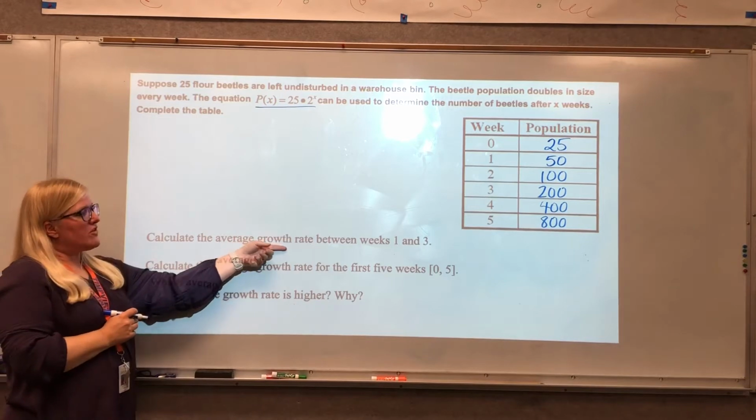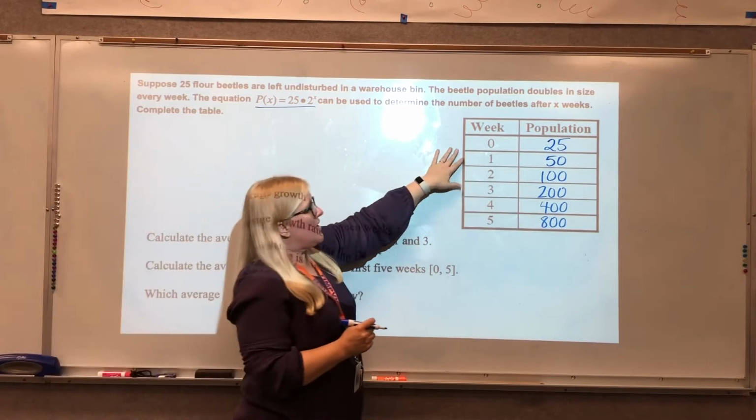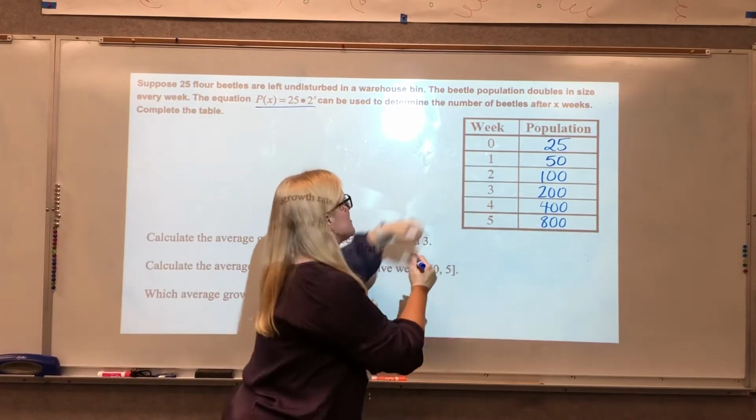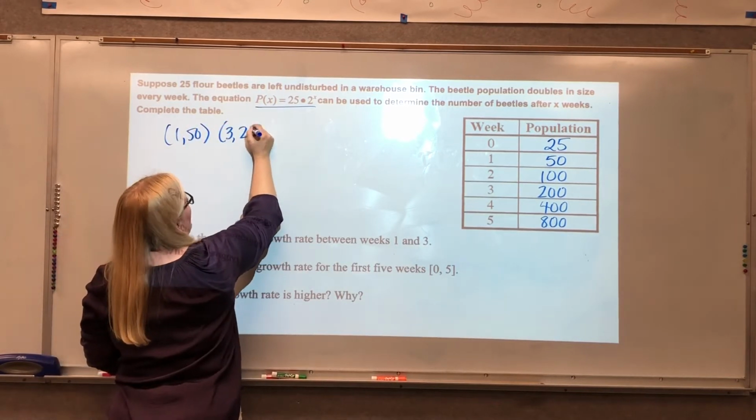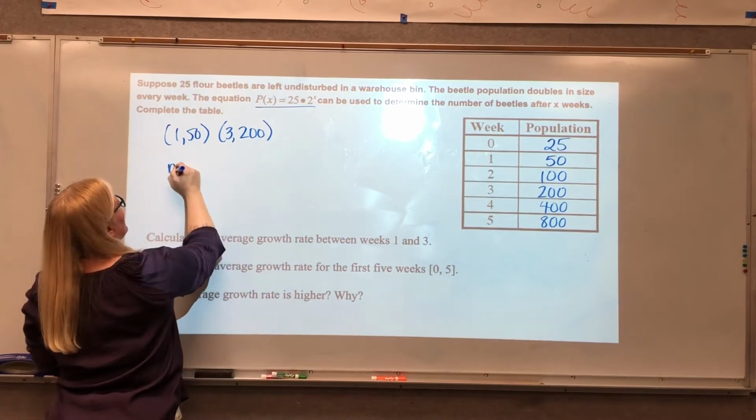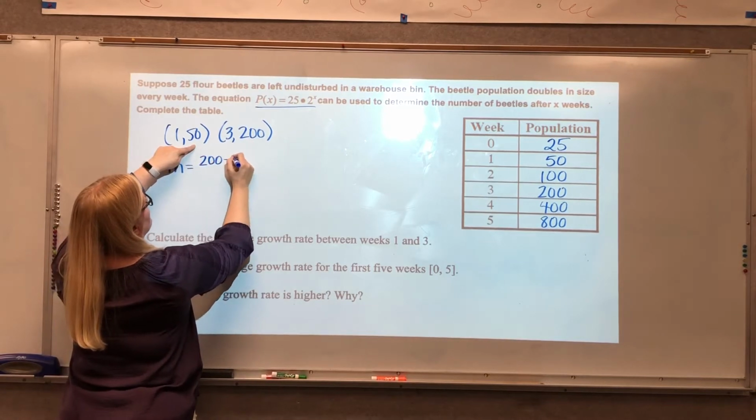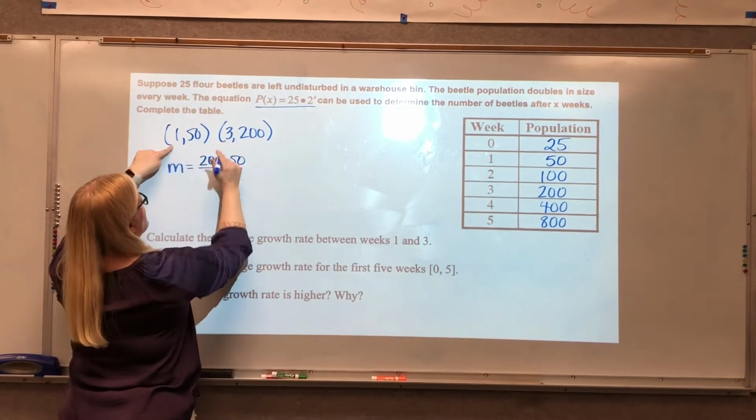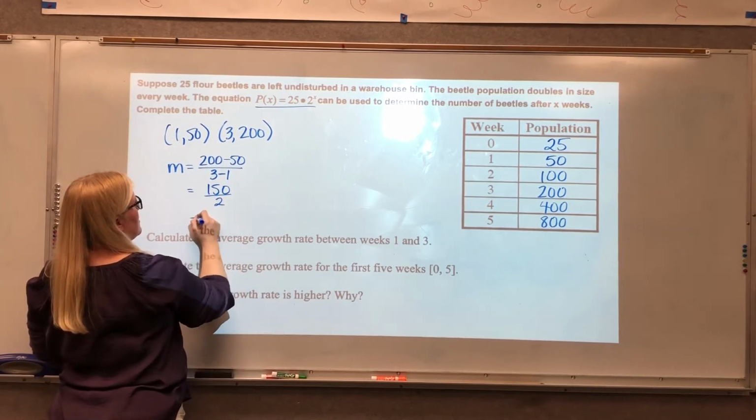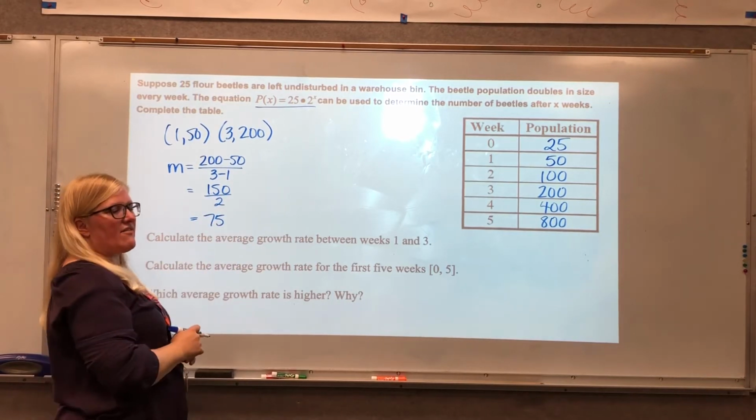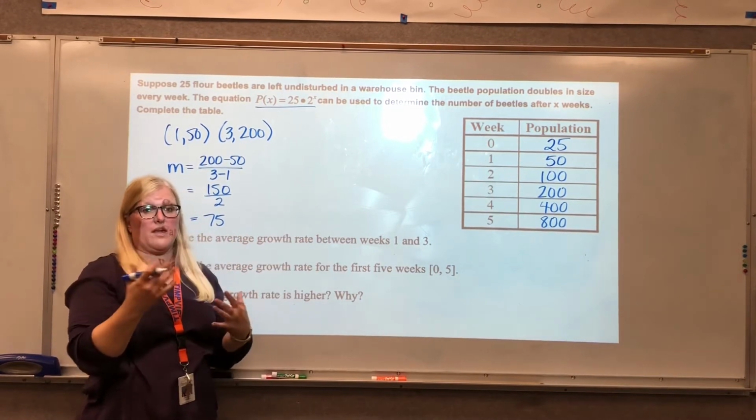Calculate the average growth rate between weeks 1 and 3. So here's week 1, here's week 3, here are our coordinates: 1, 50, and 3, 200. If I'm figuring out the slope, I have y minus y, 200 minus 50, over x minus x. So this gives me 150 over 2, which is 75. So on average, there are 75 beetles per week.